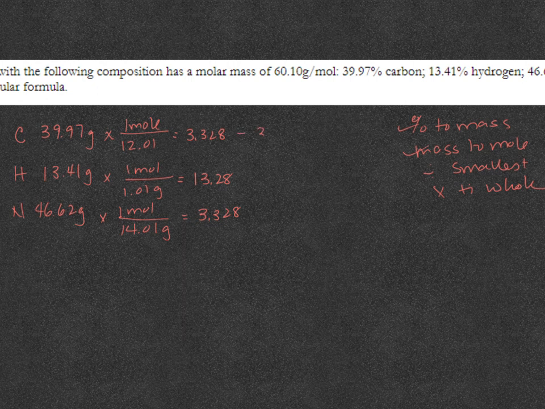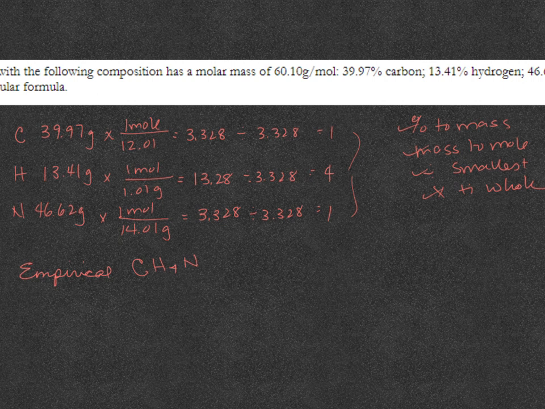Now I divide everything by the smallest, which is 3.328. And I get 1, 4, and 1. Now remember, if you get like 1.5 or 2.5, you then have to multiply by a factor to get a whole number ratio. So I've divided by smallest. I don't need to multiply till whole. These numbers become my subscripts for my empirical formula. So my empirical formula, which is the simplest whole number ratio, is CH4N.